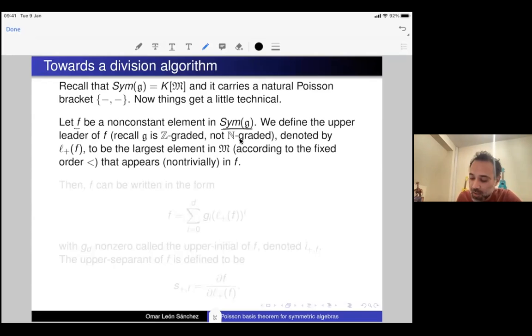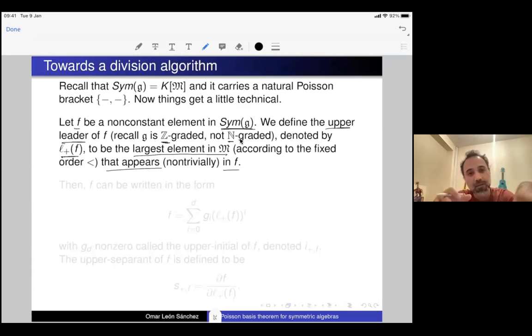The upper leader, denoted by this, is the largest element in the basis that appears in F. Okay, it's the largest element. Now you might wonder, why are you talking about upper? Well, remember that the Lie algebra is Z-graded. It's not N-graded. So you're going to have elements of positive degree and also negative degree, right? The homogeneous components can be positive and negative, so you might need to talk about positive and negative leaders. Anyways, that's the definition of a positive leader, the upper leader.